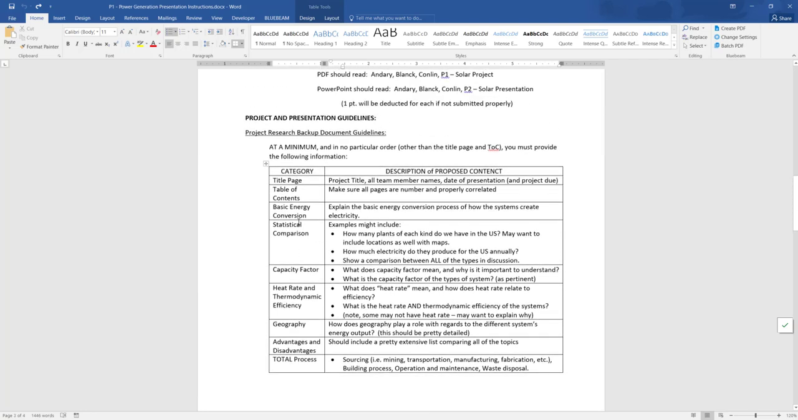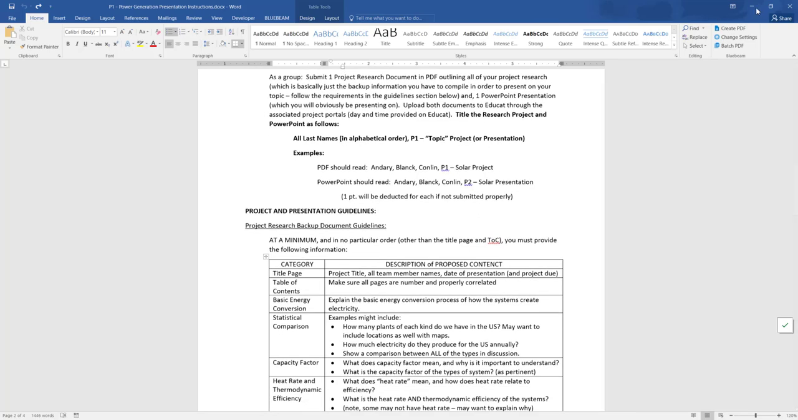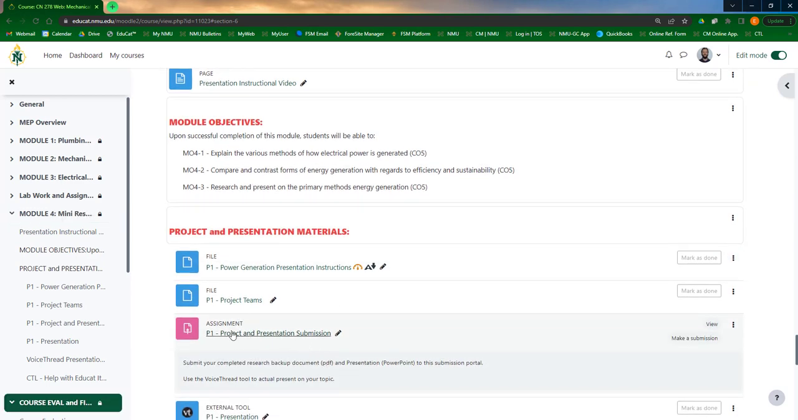So take a look through all these things, work with your group to figure out how do we do this, and then create a backup document that shows nicely outlined, with headings and section headings and subheadings, that shows this is how we came up to our conclusion, and then you put that into a presentation. So you're going to submit one PDF document with your research backup and one PowerPoint presentation to the portal on EduCat. So those two documents are going to be submitted into this portal right here.